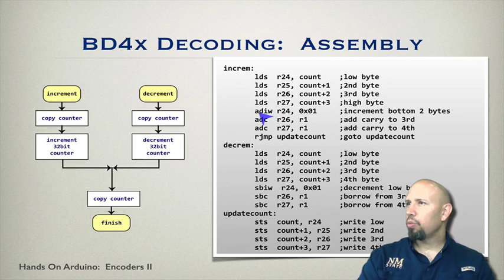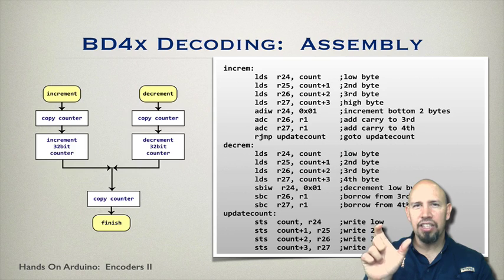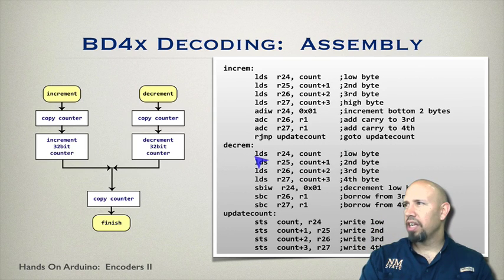Here, notice that we're going to add immediate word to register 24. When we do word, it's already automatically considering registers 24 and 25, and it's going to add 1. So this, in a sense, does a full 16-bit increment. Okay, so that's nice, full 16-bit increment. Now we need to increment the upper bytes. This is an efficient way of doing that. Then our jump to update count.